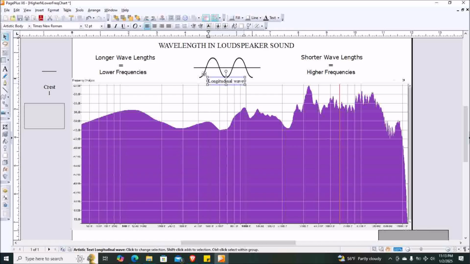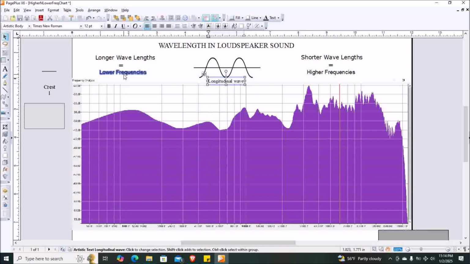Right here, I have created a chart to make it easier for you, so you can see what I'm talking about and how wavelengths work. What I have here is the same test that I did with the MB1 loudspeaker. I'm just going to explain what a wavelength is and how it works.